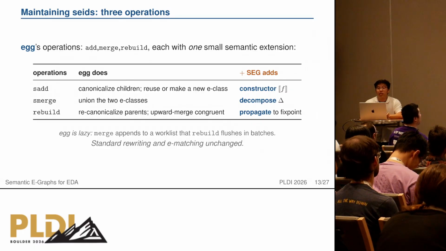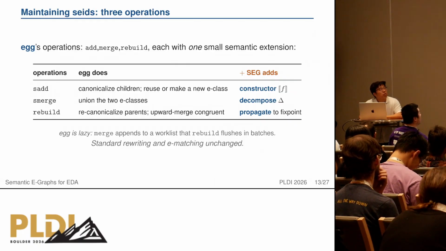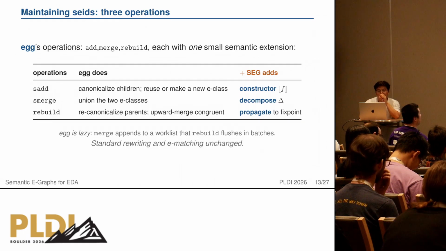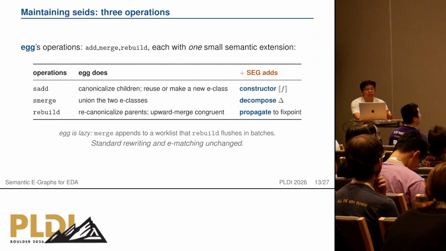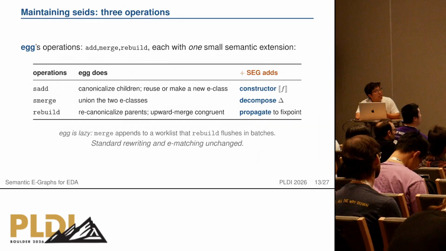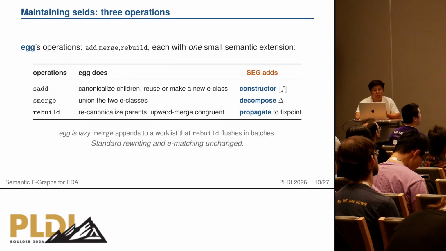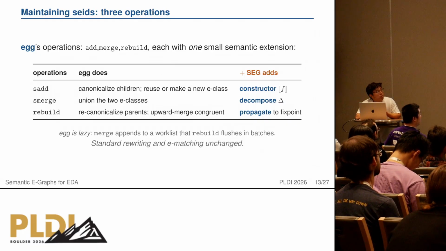And in order to maintain the SEID, we use the egraph's 3 operations add, merge, and rebuild, and add some small semantic extension to them. For add, we add a semantic constructor. For merge, we add a semantic decomposer, and we all know that the egraph implementation is lazy, so some unions that happen at merge will be delayed to the rebuild. So we are also doing a similar delay for the SEID update, and we will need to propagate them in the rebuild as well.